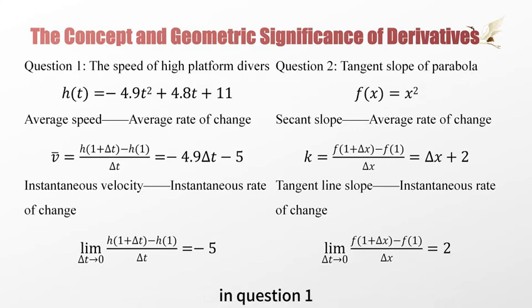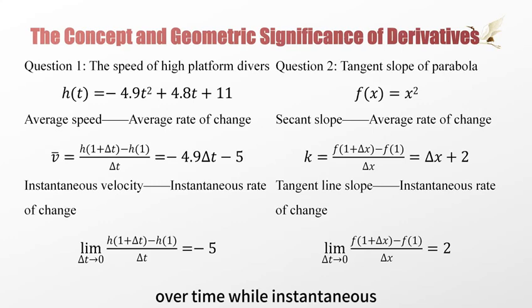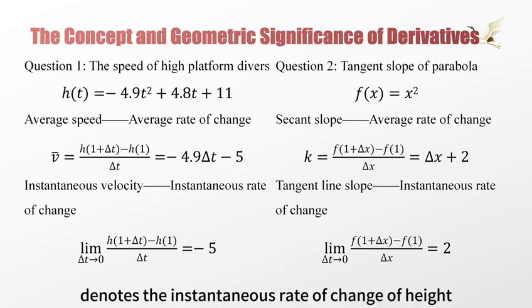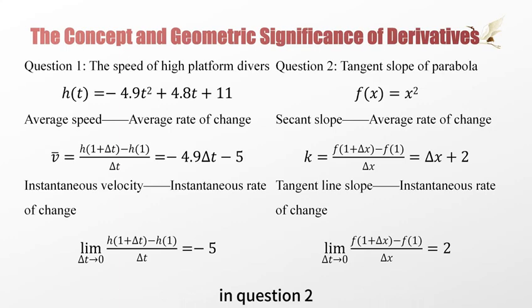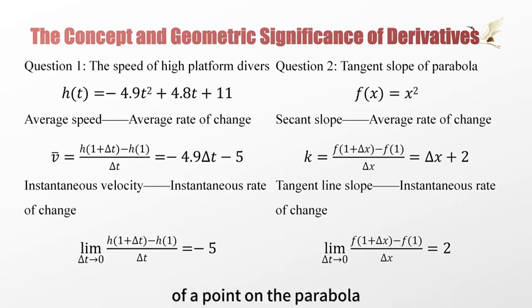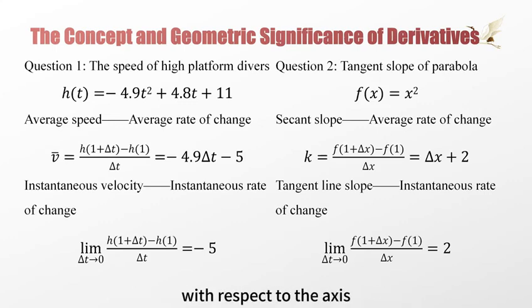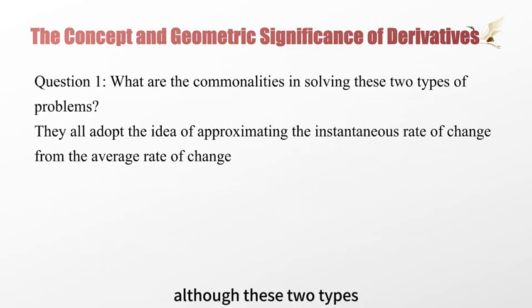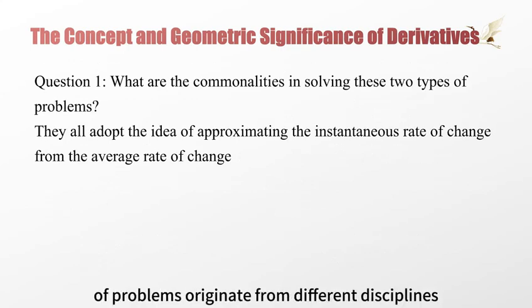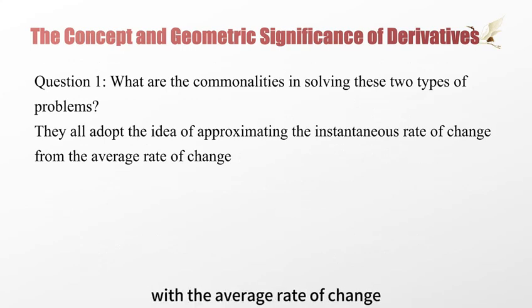In question 1, average velocity represents the average rate of change of height over time, while instantaneous velocity denotes the instantaneous rate of change of height with respect to time. In question 2, the secant slope signifies the average rate of change of the ordinate of a point on the parabola with respect to the abscissa. The tangent slope, on the other hand, signifies the instantaneous rate of change of the ordinate of a point on the parabola with respect to the abscissa. Although these two types of problems originate from different disciplines, they both employ the method of approximating the instantaneous rate of change with the average rate of change.